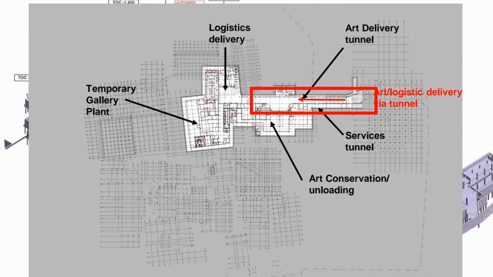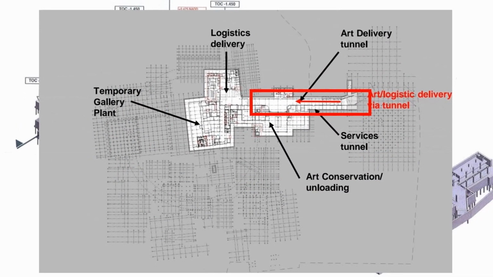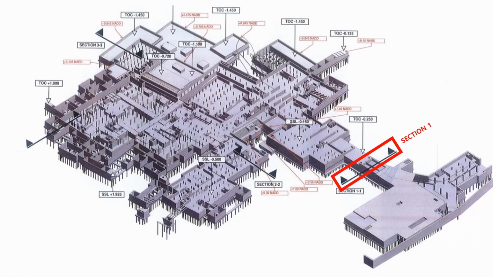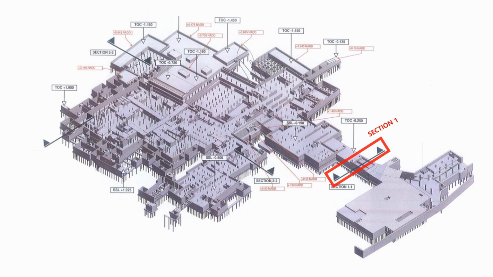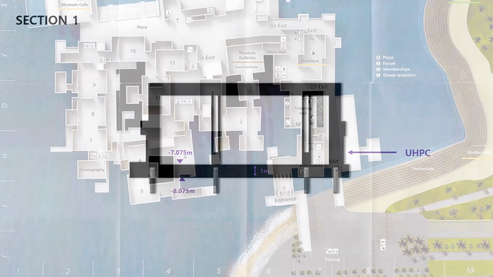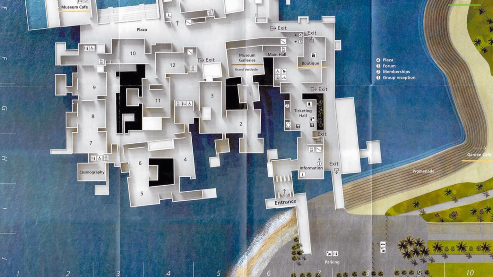The second basement floor where this tunnel is connected is rigid, and the outer wall is in direct contact with water. It is 8.075 meters deep and 7.075 meters to the upper slab. The thickness of concrete is 1 meter, and the exterior wall is designed with UHPC. Finally, the ground floor plan.